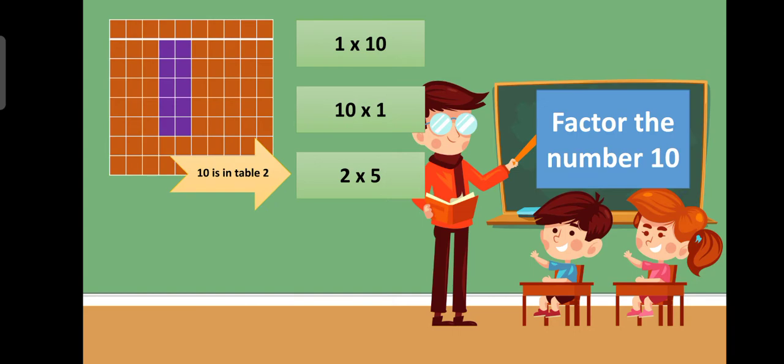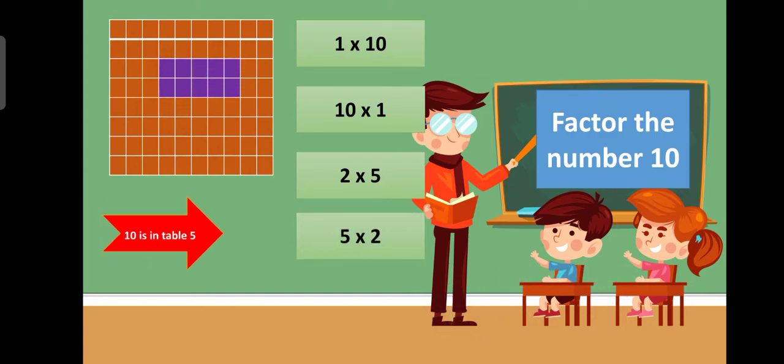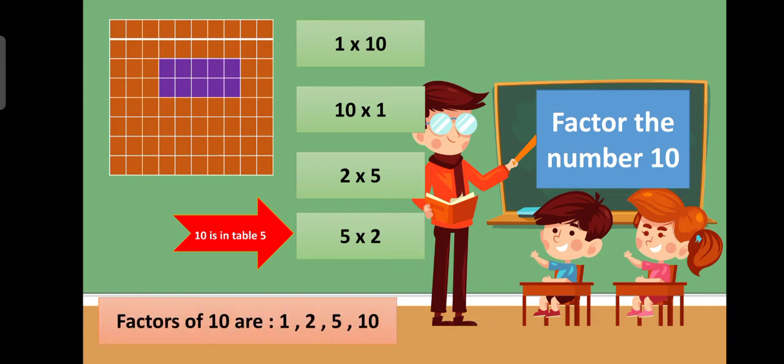10 in table 5. In table 2, 2 by 5. Or we can arrange them in 5 columns and 2 rows. In table 5, 5 by 2. So the factors of 10 are 1, 2, 5, and 10. We didn't repeat any factor. We wrote each factor just one time.